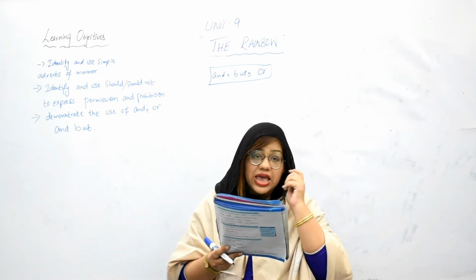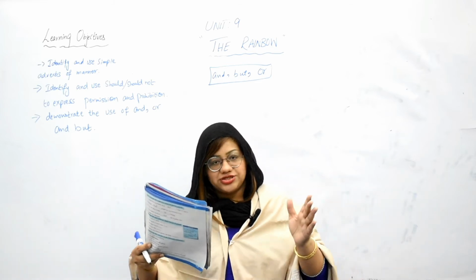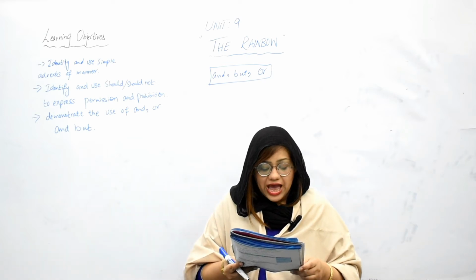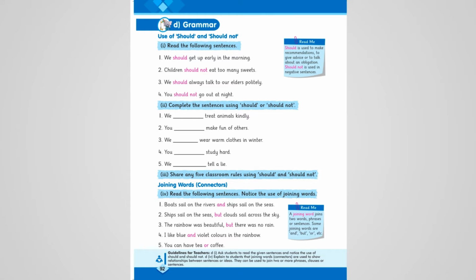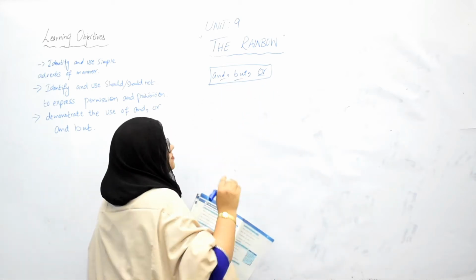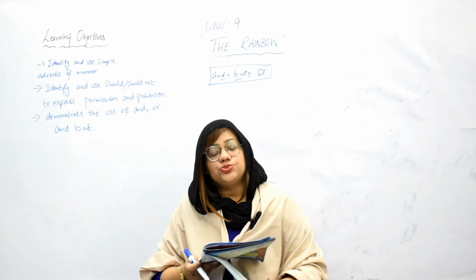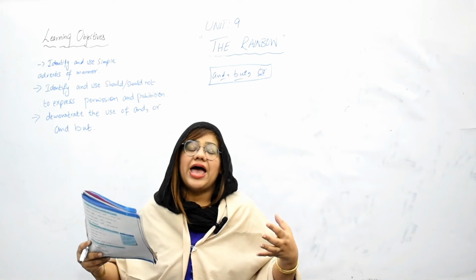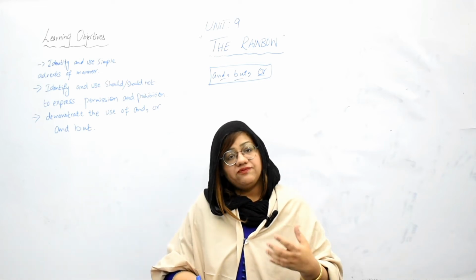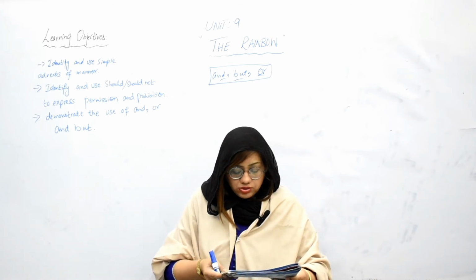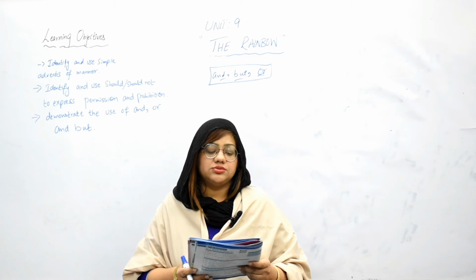I like blue and violet. I'm connecting two words, colors in the rainbow. You can have tea or coffee. I'm giving the choice, so I use the word "or." So in this way, students, some joining words, linking words, and sentences give a full meaning to that particular sentence.